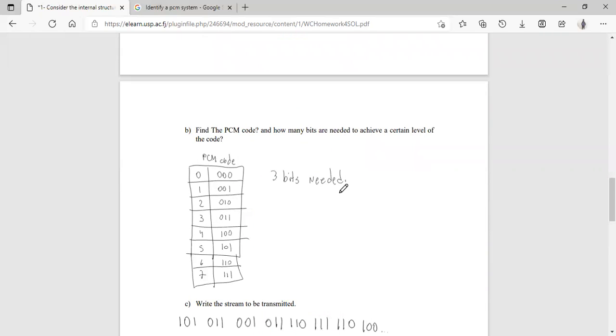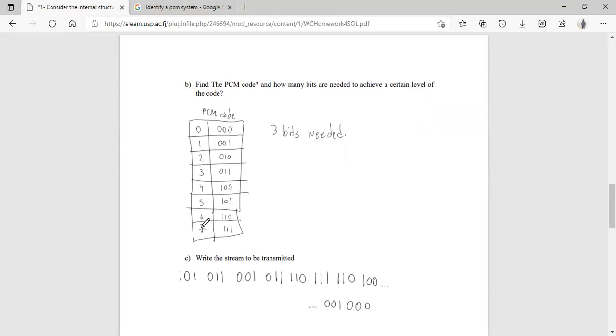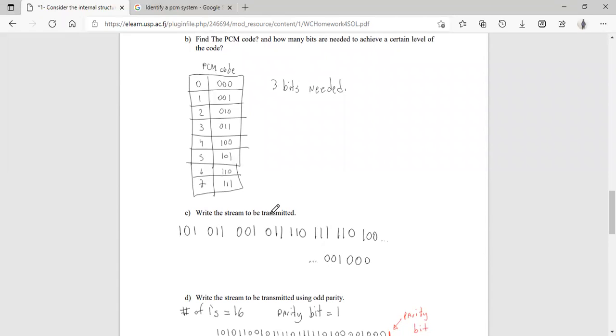So if we need three bits, three bits are needed to write the PCM code. Basically, 0 is represented by 0, 0, 0, 1 is represented by 0, 0, 1, 2 is represented by 0, 1, 0, and you write all the values up to 7. This is the PCM code that we'll be using. Now write the stream of data that needs to be transmitted.